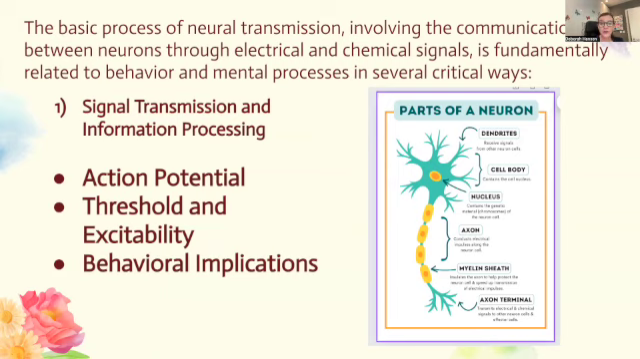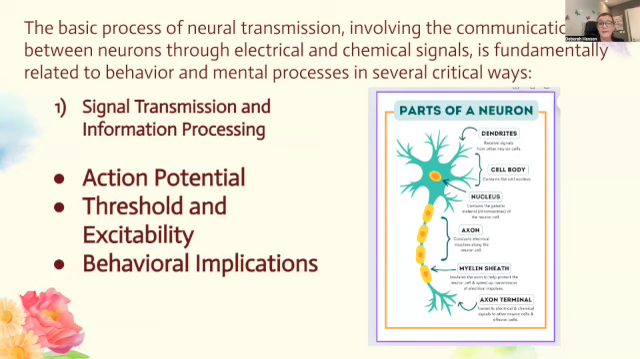We're going to start off with signal transmission and information processing. We're going to look at action potential, threshold, excitability, and behavioral implications. I've added the little graphic that we used in the first question, just so you can follow along as to where we're talking about. Neural transmission kicks off with action potential, an electrical impulse that travels down a neuron's axon. Think of it as an electrical signal racing along a wire.